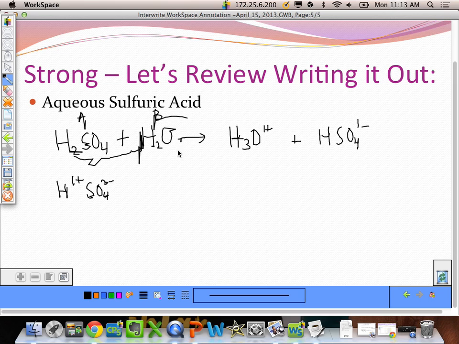This gives the reverse reaction, which is going to be a much shorter arrow because the reverse reaction is not happening much, so the forward reaction is almost completely putting it into its ions. If it were to go back, the H3O now would be the acid, the conjugate acid, and the HSO4 the conjugate base. So just a little refresher on that.